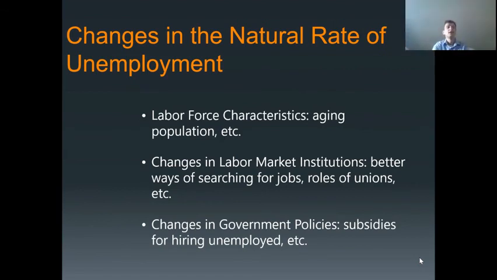Now, as I already said, you can have changes in your natural rate of unemployment, and this can come from labor force characteristics, such as an aging population or bringing new populations into the labor force. Changes in labor market institutions, so, as I said, the internet giving us better ways of searching for jobs, or the role of unions in setting wages. And changes in government policies, such as subsidies for certain things, or subsidies for hiring the unemployed.